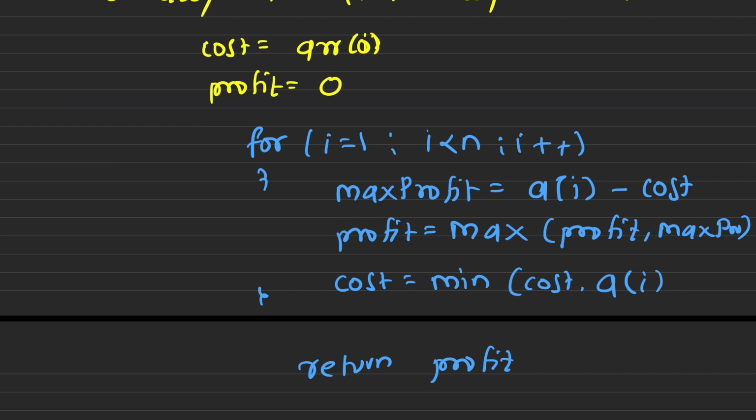Now what will be the total time complexity of this problem? We are simply running a loop from first index till the last index, so therefore the total time complexity of this is nothing but big O of n, and space complexity would be big O of 1. So this is my space complexity and this is my time complexity. Now let's go to the IDE and try to run this problem.